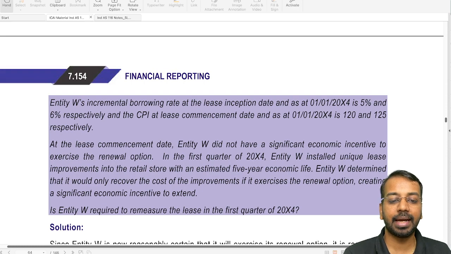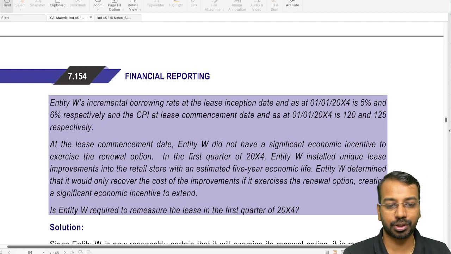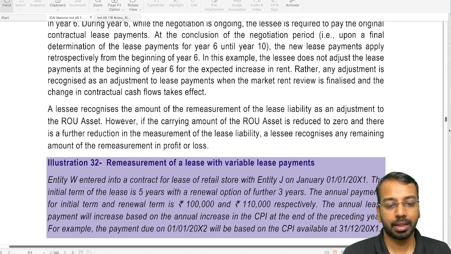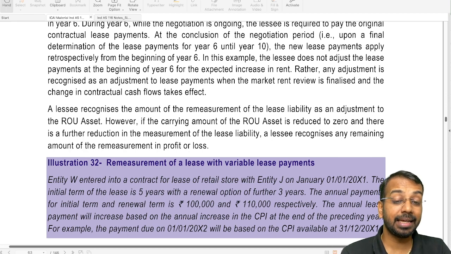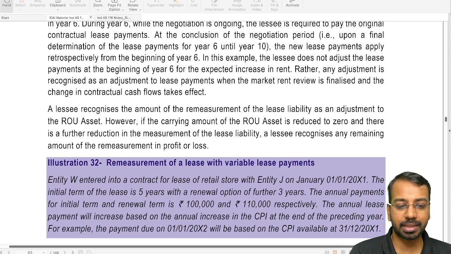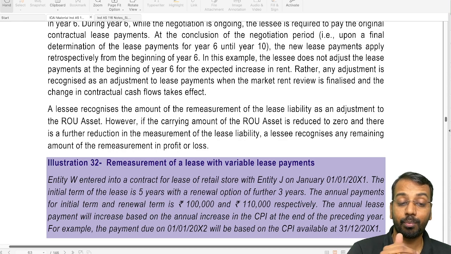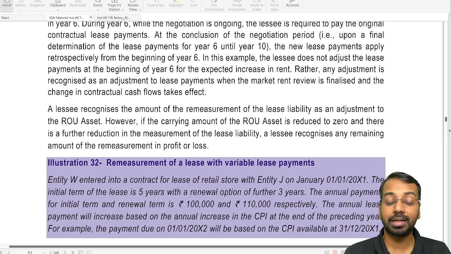At the lease commencement date, entity W did not have a significant economic incentive to exercise the renewal option. Now, here is where we want to understand: the initial lease term is 5 years, and the renewal option is 3 years. The question says the entity will not exercise the extension option. Now, in this case, tell me one thing, what will be the lease term? Shall I say 5 years or 8 years? There is a renewal option, and that option is not likely to be exercised. Yesterday we understood how to calculate the lease term. Now tell me whether it is 5 years or 8 years.